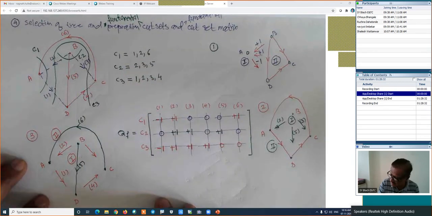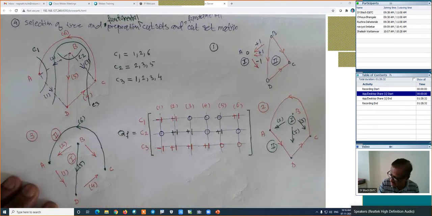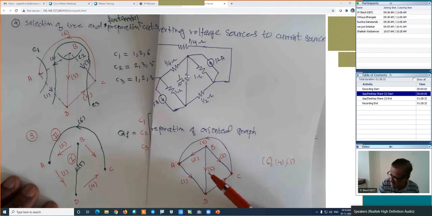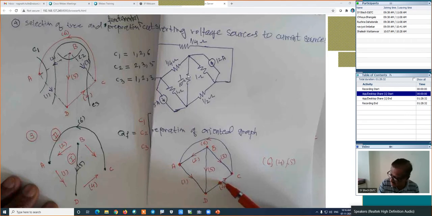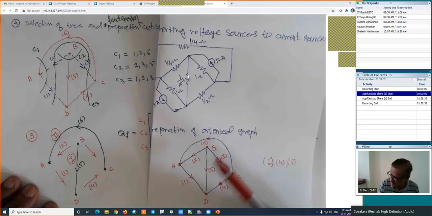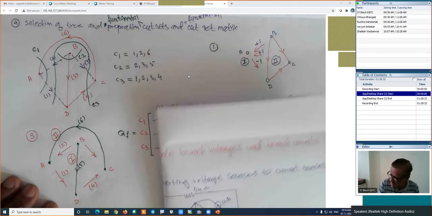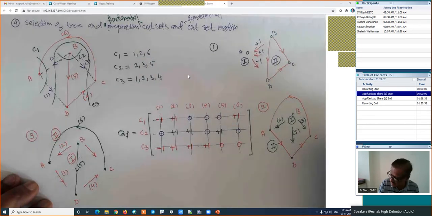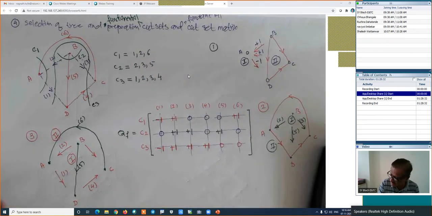In this particular case, for these assumed directions, because this is downward, this is downward, this is also downward, it is upward, this is downward, and this is backward, for this assumed direction, this is the fundamental cut set matrix. I will come back to you and discuss any difficulties we have in the preparation of this matrix, which is nothing but the fundamental cut set matrix.